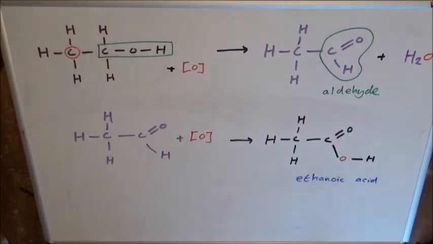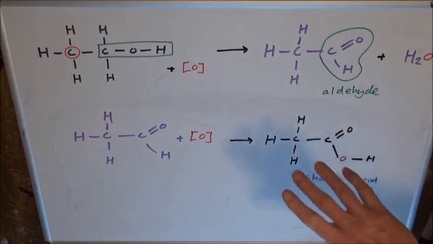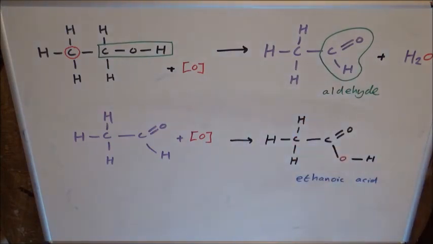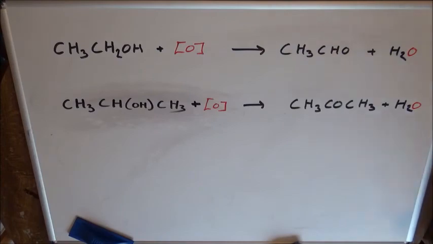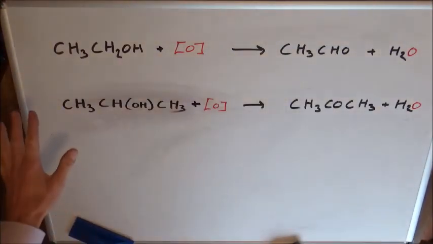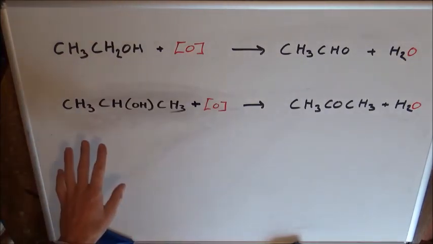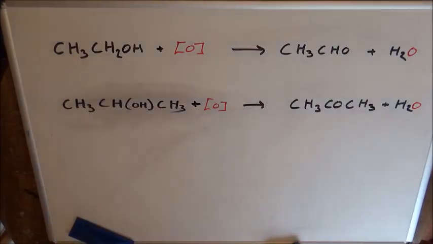Now, if you're writing equations for these reactions, you've got to think about whether you're showing the oxidation of ethanol just to the aldehyde, or all the way to the carboxylic acid. I've written here balanced equations for the oxidation of ethanol, a primary alcohol, to ethanal, an aldehyde, and propan-2-ol, a secondary alcohol, to a ketone, propanone.